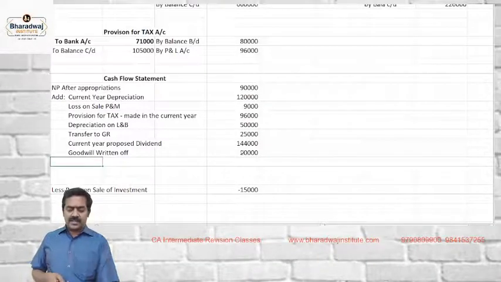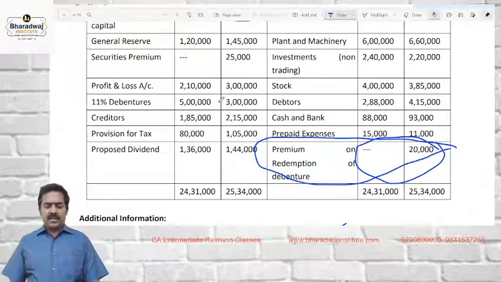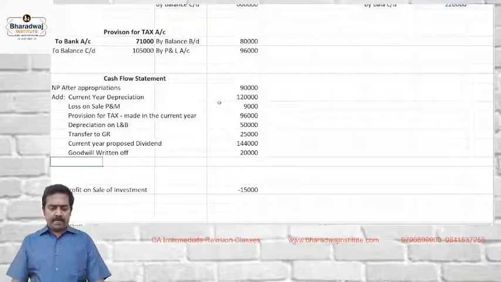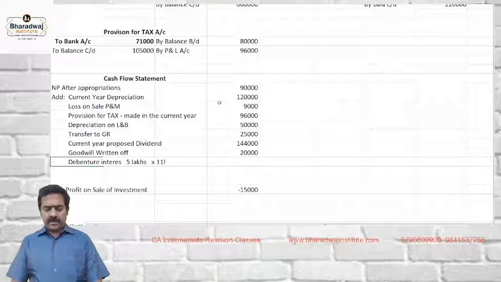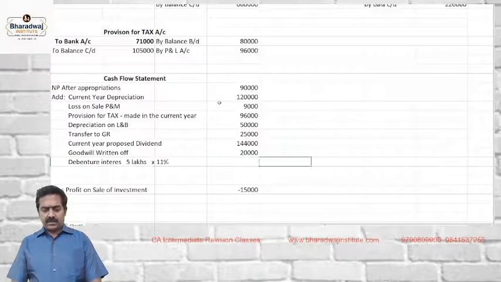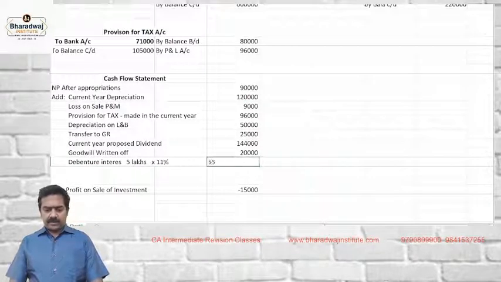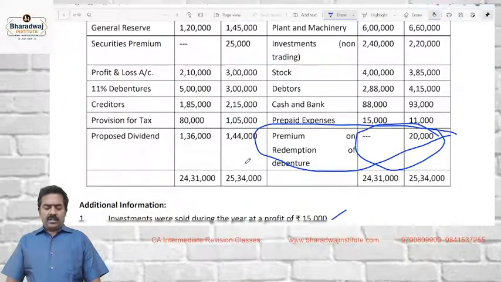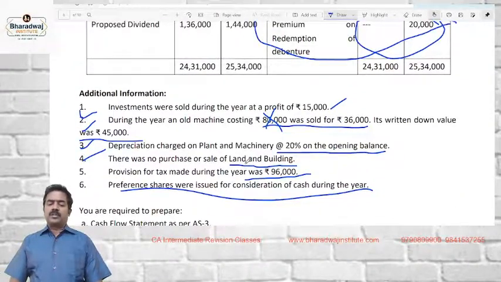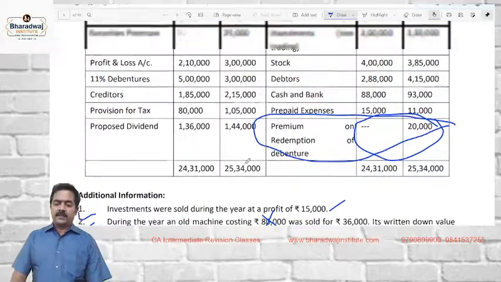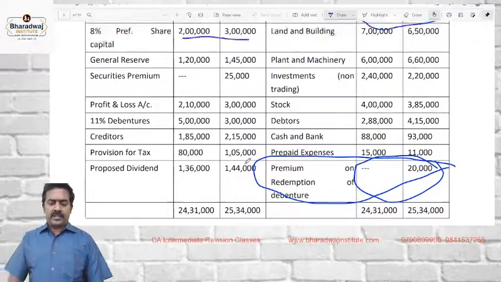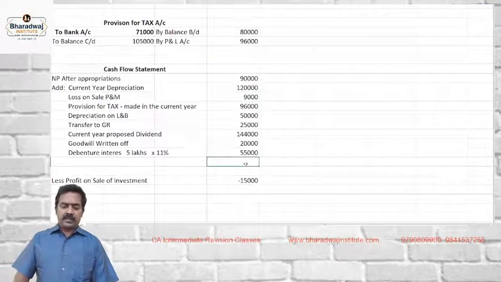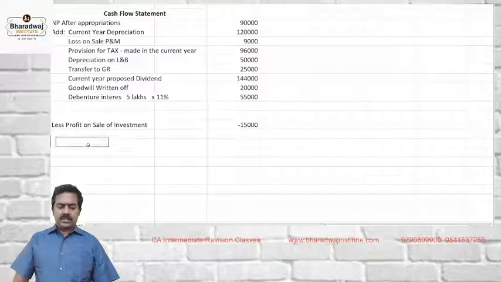But is there a debenture interest? Yes, debenture interest. Five lakhs into how much percentage? 11%. They have not mentioned when the debentures are redeemed. We assume that debentures are redeemed at the end of the year. So we provide that interest for the whole year. That's it.